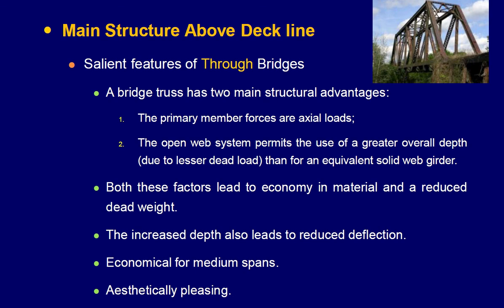Number one, the primary member forces are axial loads, and number two, the open web system permits the use of a greater overall depth due to lesser dead load than for an equivalent solid web girder. Both these factors lead to economy in material and a reduced dead weight. The increased depth also leads to reduced deflection, economical for medium spans. Keep in mind that this is not for long span structures, okay? And aesthetically pleasing. These are some important features of through bridges.